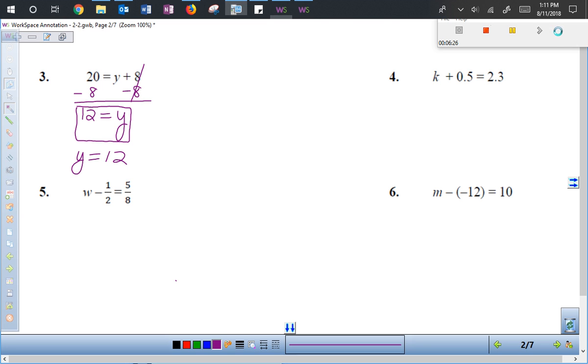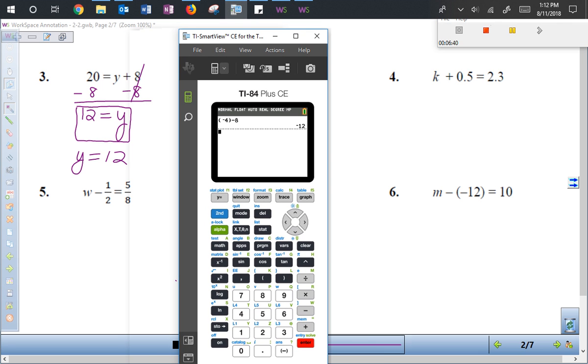Now, let's go ahead and check our answer in our calculator. So we want to make sure that y equals 12. So we substitute the 12 in for y, so we're going to put this side into our calculator. So parentheses 12, and then they added 8 to it, and we should get 20, which we did.